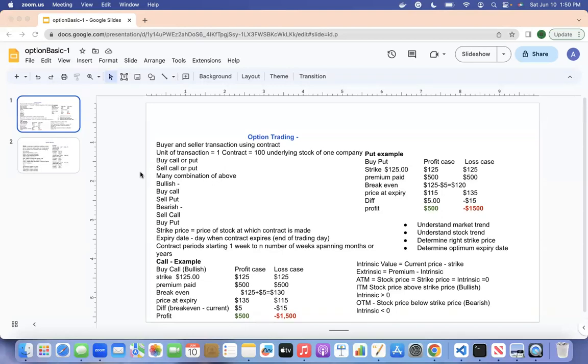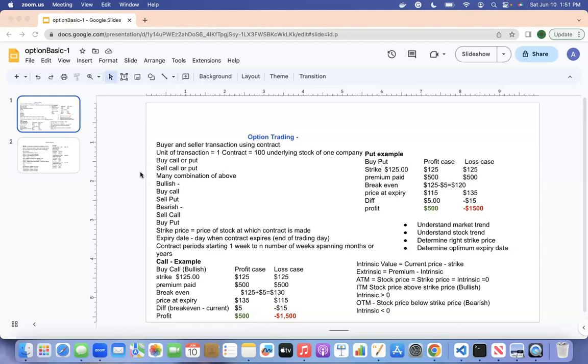You can execute that contract. You purchase 100 stocks of Apple at $125, but you can immediately sell that at $135. But you had a break even at 130 because you paid that $500 premium, which is $5 each stock. So your actual profit is your sell price, $135, minus your break even, which is 130, so $5. So $5 on 100 stocks, you will make a total profit of $500, right? So that's how profit is calculated for a call.